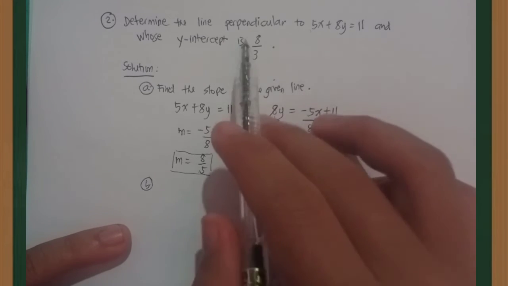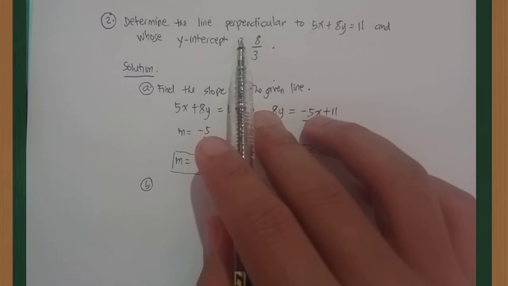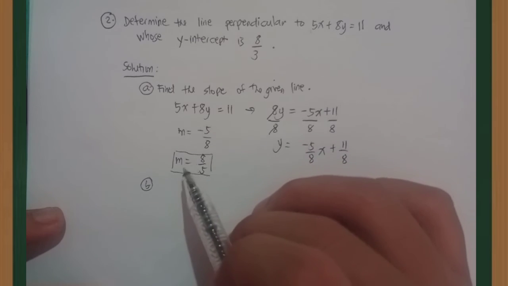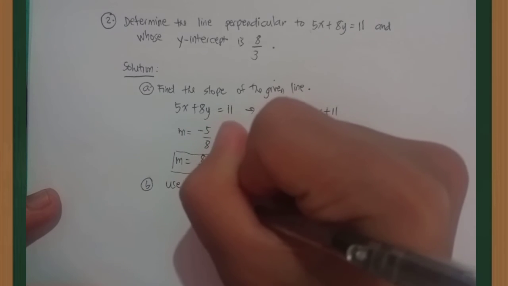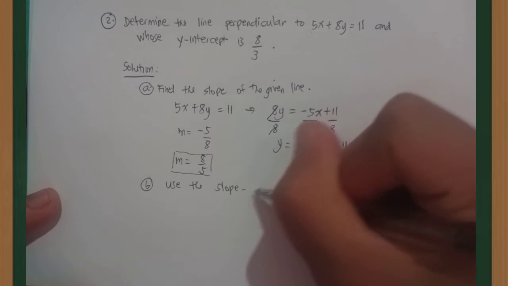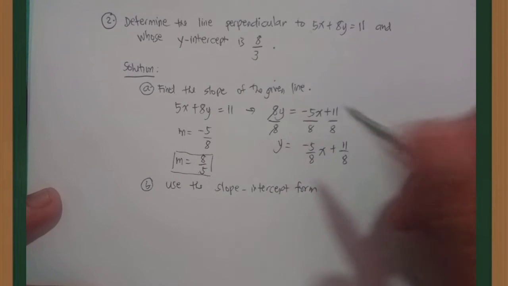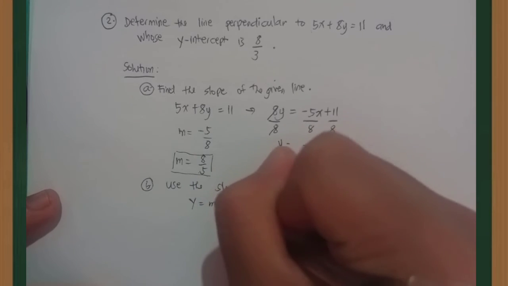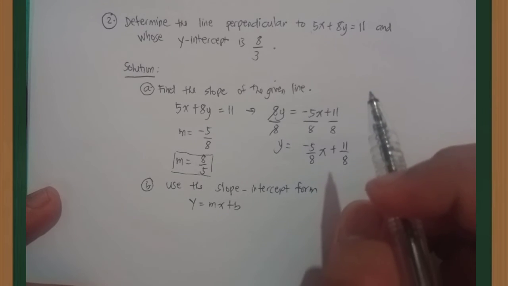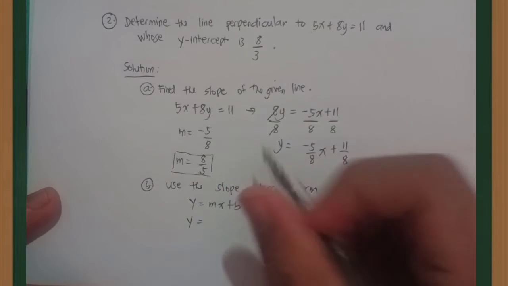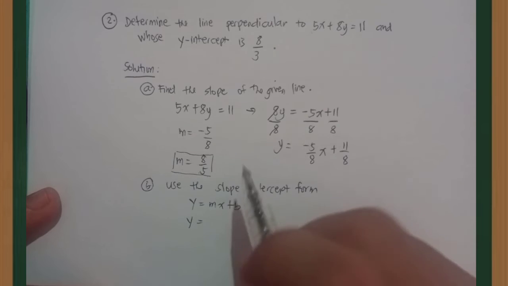Since what is given is the slope and the y-intercept, which will we use, point slope or slope intercept? We will use the slope intercept form because the slope and intercept are given. Okay, use the slope intercept form. So what is the formula? Y equals mx plus b. Okay, y equals mx plus b. Okay? So copy the y, and the slope we will use is the negative reciprocal.